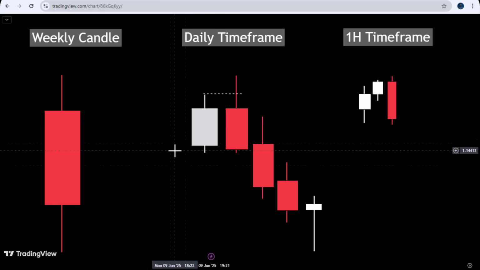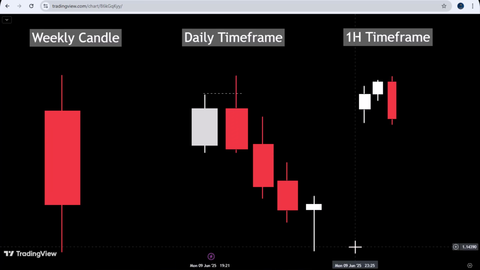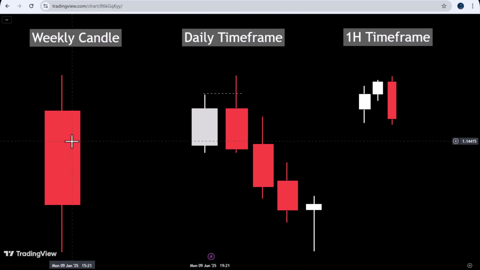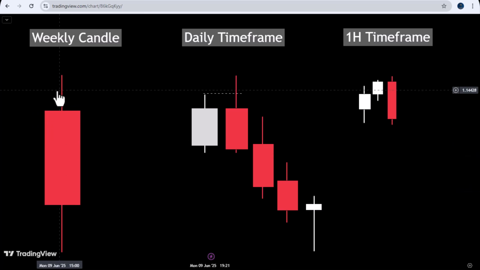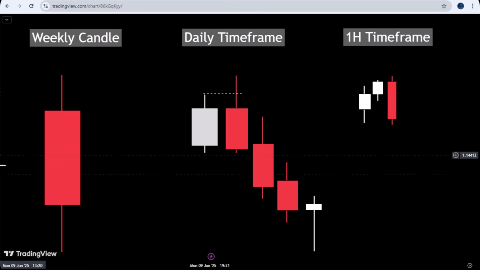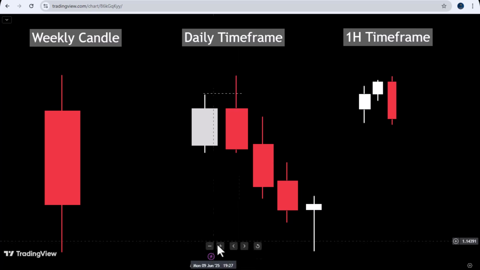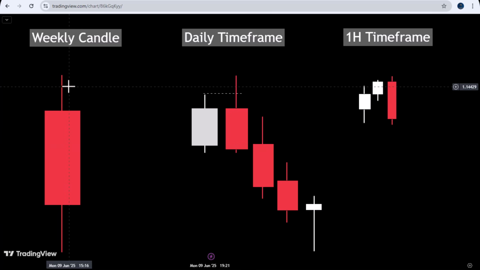So now, the example I'm going to show you here is for a weekly bearish candle. And before we proceed, I have to tell you that this weekly candle must be in momentum. It must be a momentum candle. That's rule number one.